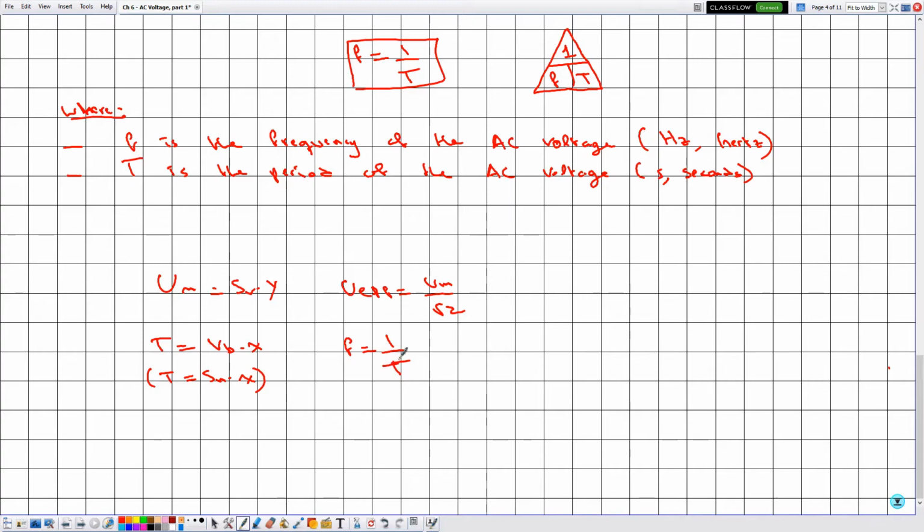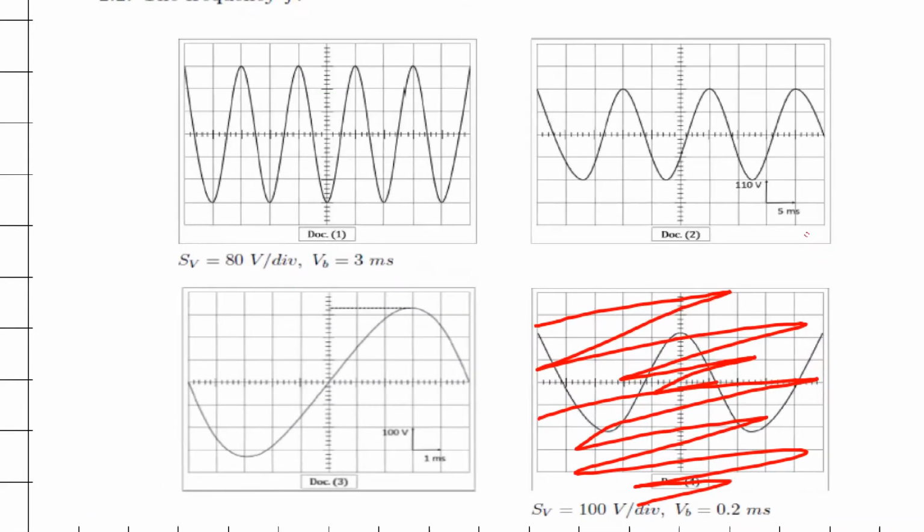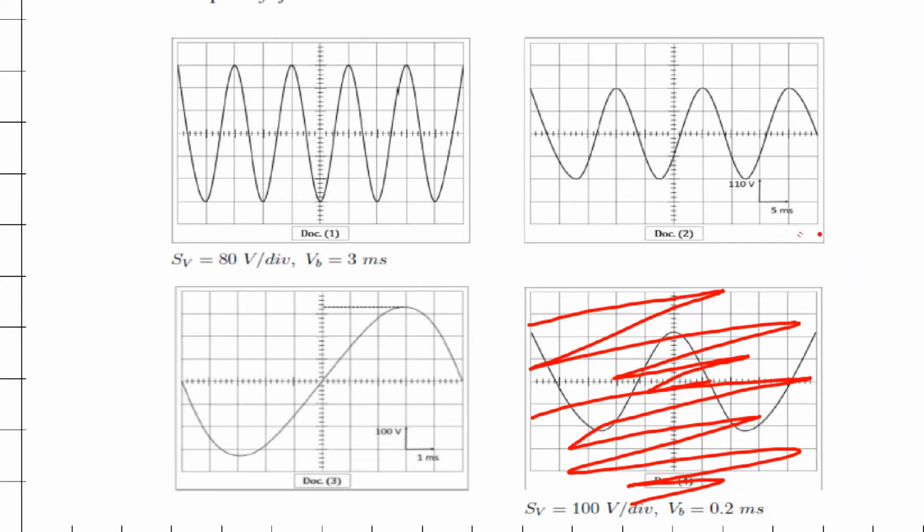Okay, and now let me consider the following exercise as a direct application on the properties of the AC voltage source. Now notice that in each of the following documents, before I start, I will ignore document 4 because there is something wrong in this document. As for documents 1, 2 and 3, all of these represent alternating voltages. Why? Because they are alternately positive and negative, and in particular they are alternating sinusoidal voltages, because the shape of the curve in each of these cases is sinusoidal.